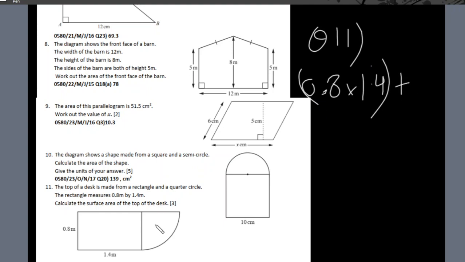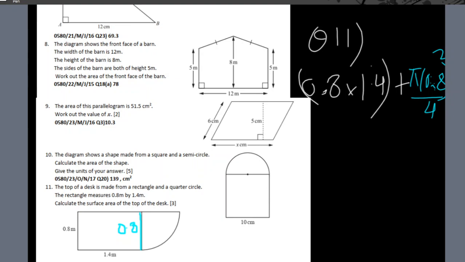Now the radius of this circle will be 0.8. So we'll write pi times 0.8 squared over 4, because this is a quarter of a circle. So we'll divide it by 4.